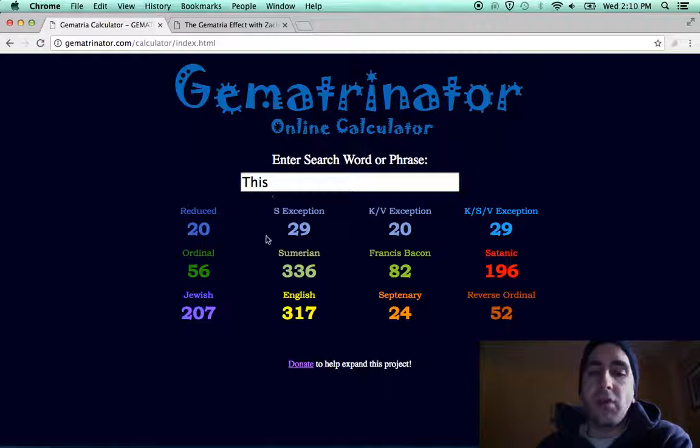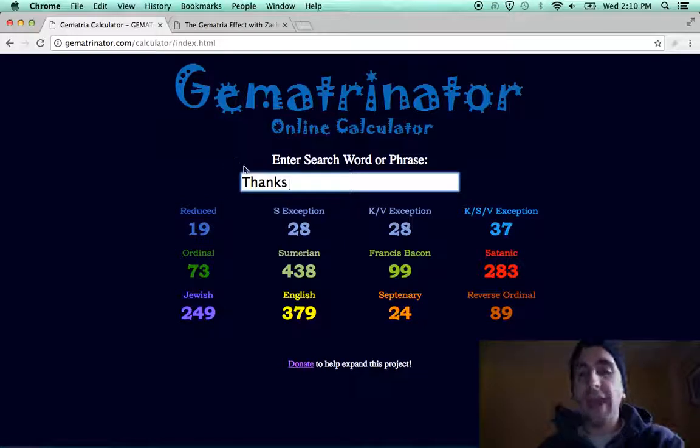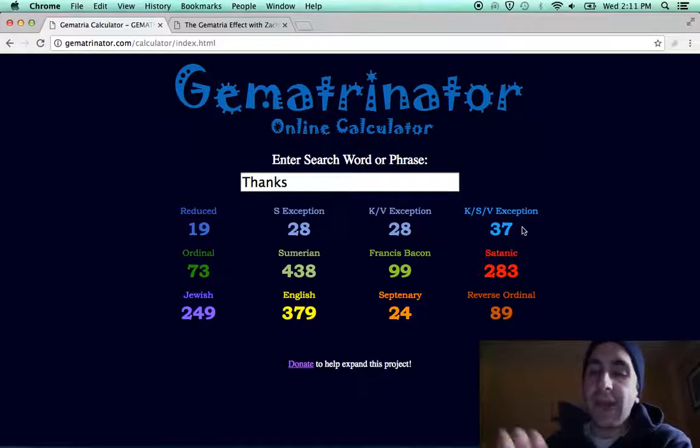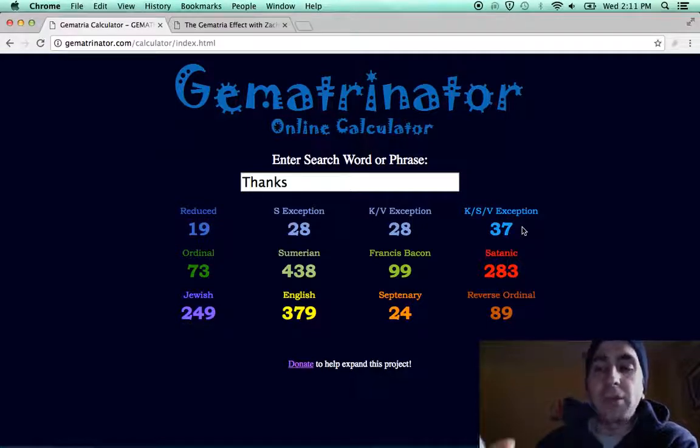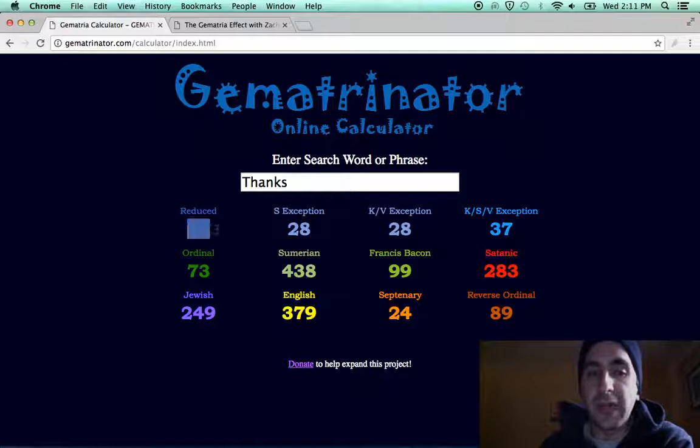Okay, so let's try a word with a K in it. Thank. Or let's do a K and an S. Thanks. Thanks reduction is 19. With the S plus 9 more, thanks is 28. And with the S and K exceptions in effect, 37. K is the 11th letter. In numerology, you don't have to break down 11. You have an option. So you can keep K at 11. K is the 11th letter, or make it 1 plus 1 is 2. Here in reduced, K is 2. Here with the K, S, or V exception, K is 11. S is 10. V is the 22nd letter.